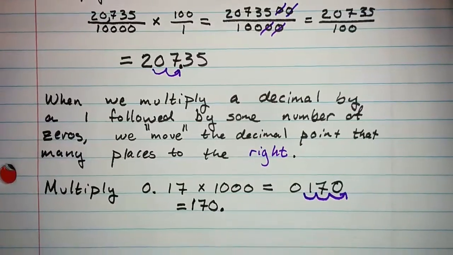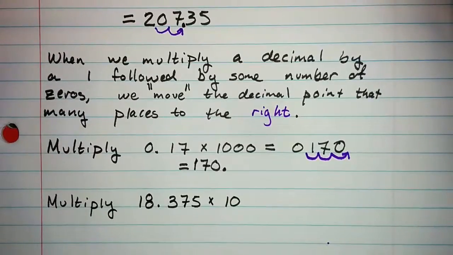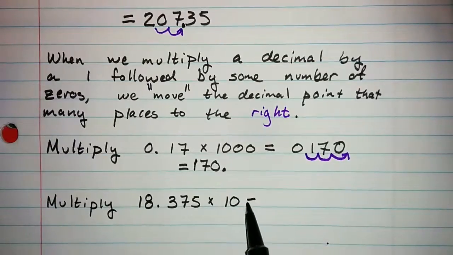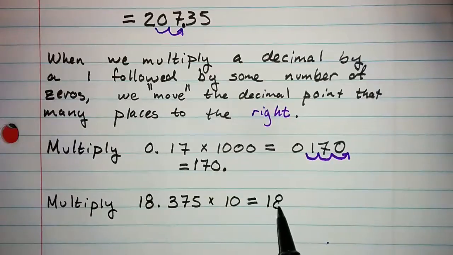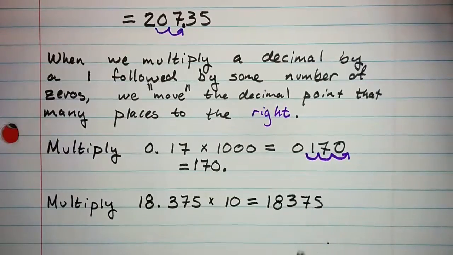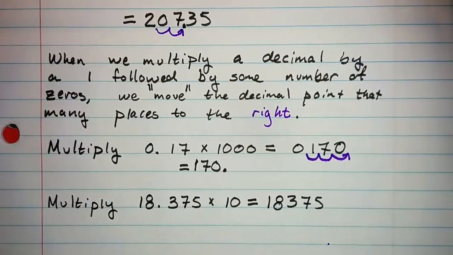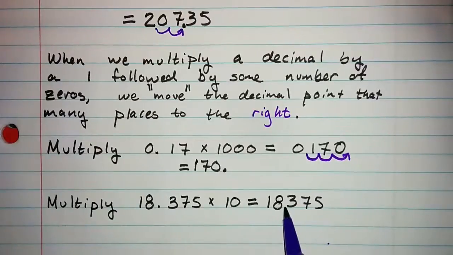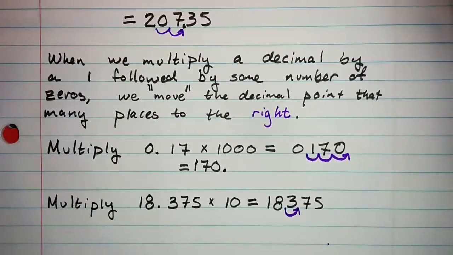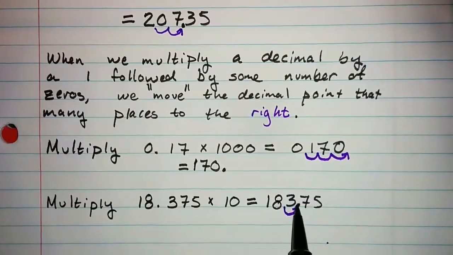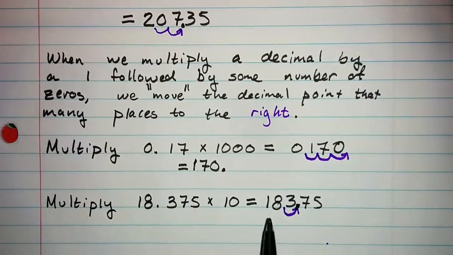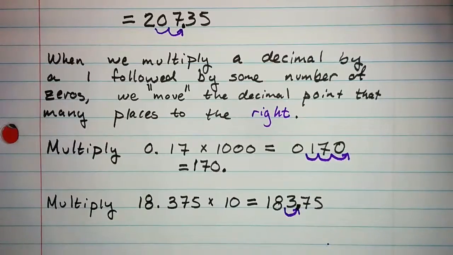I'm going to give you one of these to try as well. Multiply 18.375 times 10. Pause the video and try it now. Well, again, in my answer I'll have the digits 18375. And I want the decimal point 1 place further to the right than it was in this number. In this number it was between the 8 and the 3. 1 place further to the right will be between the 3 and the 7. So my answer will be 183.75.